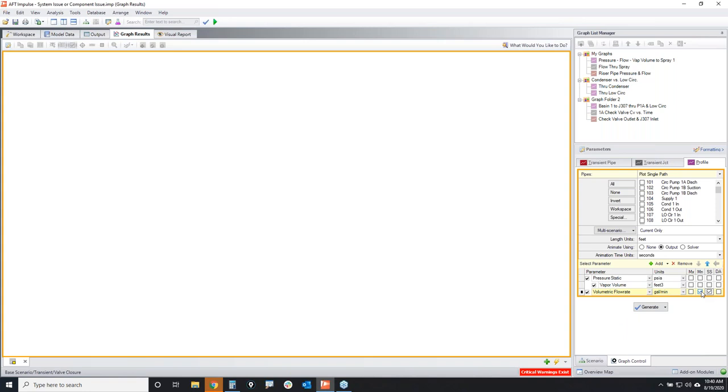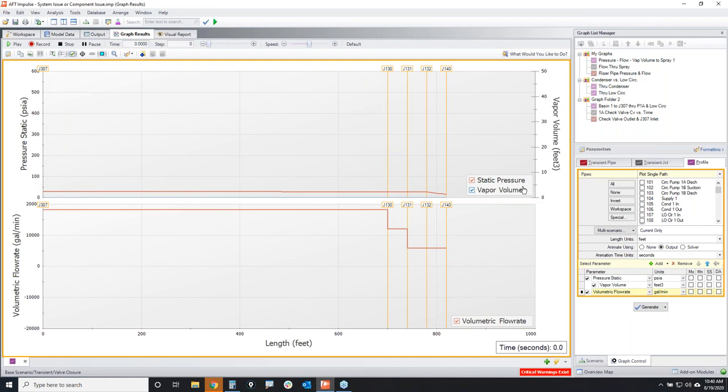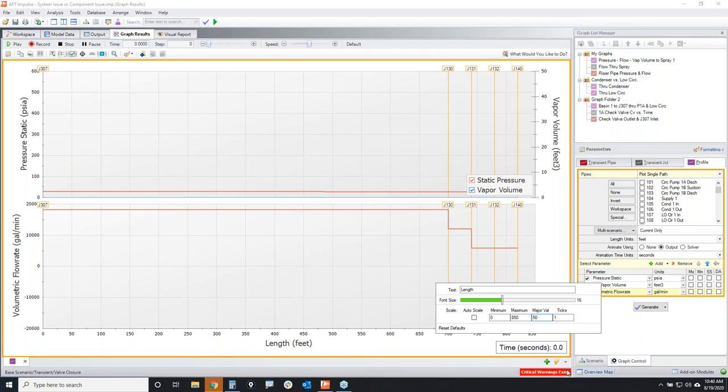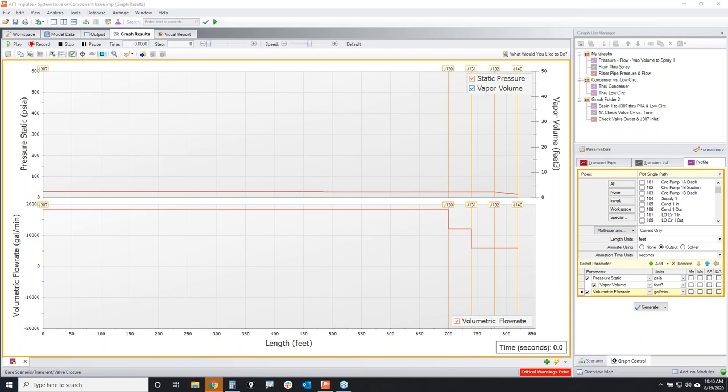All right. So the labels are identifying where I have junctions. And so I'm going to modify my scale a little bit. So here's the thing I want you to notice: initially the vapor volume is going to be zero.